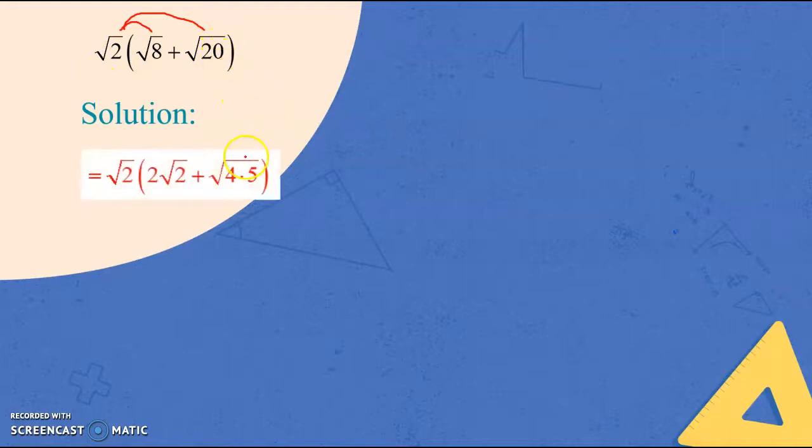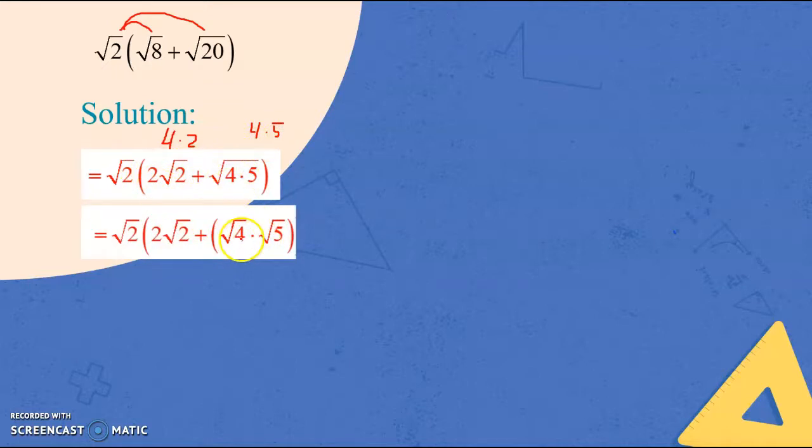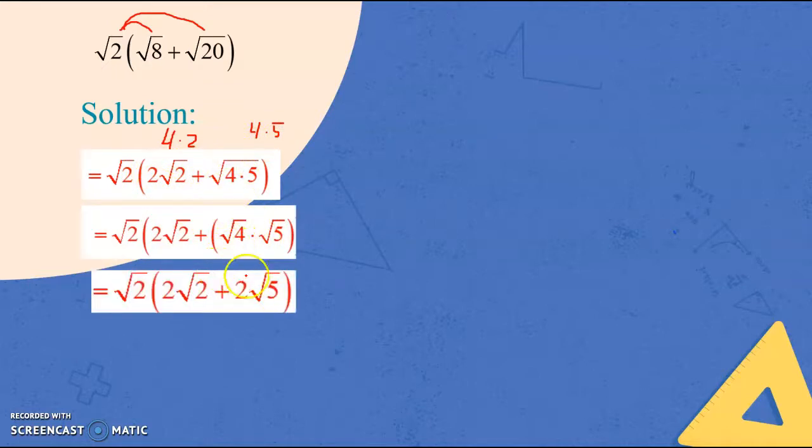But there are times that you can still simplify the 20, right? And also the 8. The 8 has a factor of 4 times 2. The 4 is a perfect square. The 20 has factors 4 and 5. The 4 again is a perfect square. So that is why there is a 2 here. Then the square root of 4 becomes 2. 2 square root of 5.